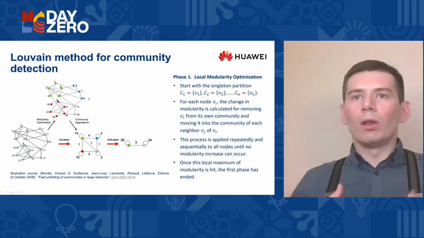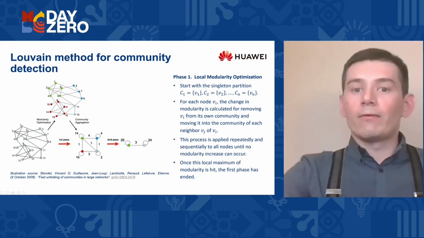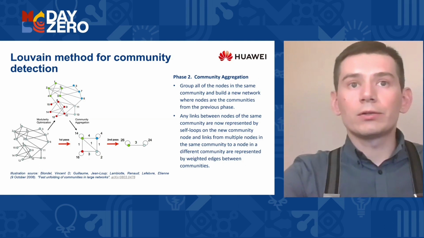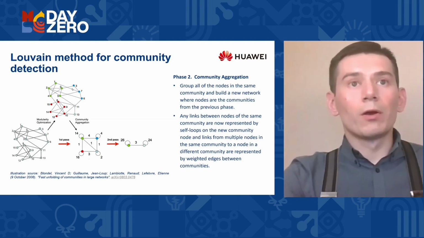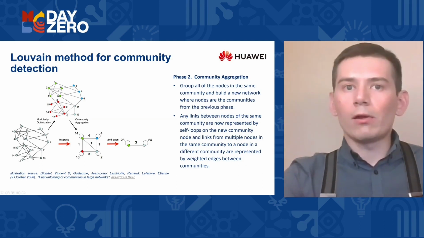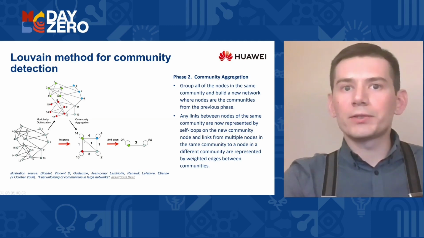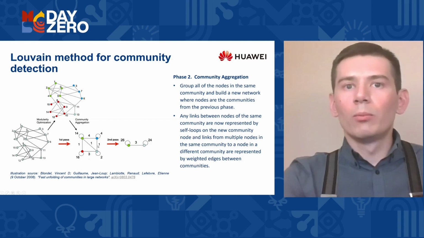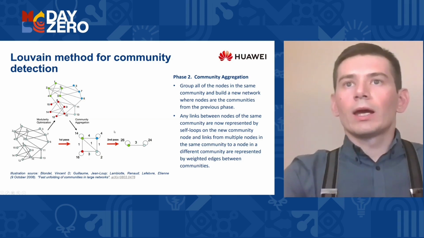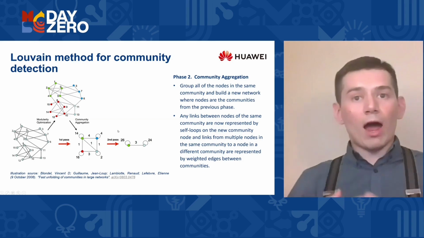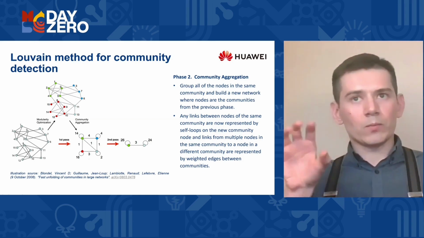So by some local procedure, and then we have an interesting step where we group all nodes that were colored similarly. For example, all green nodes are grouped into one super node or community node, and all blue nodes are grouped into one blue super node. And we make a graph based on communities.